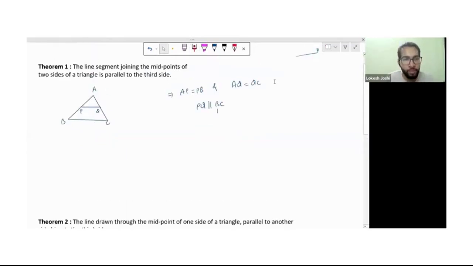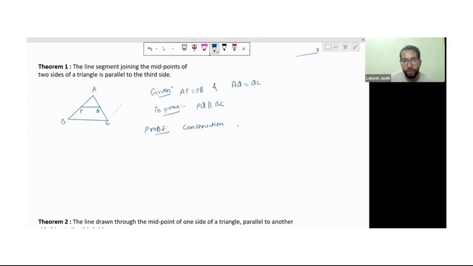So now look into the triangle ABC. These are the given things, and we have to prove that PQ is parallel to BC. Now our proof will start from a construction in which we have to make a line from C which is parallel to AB.